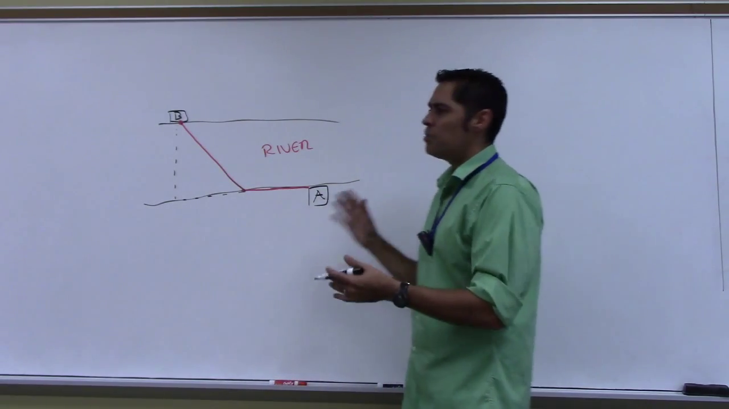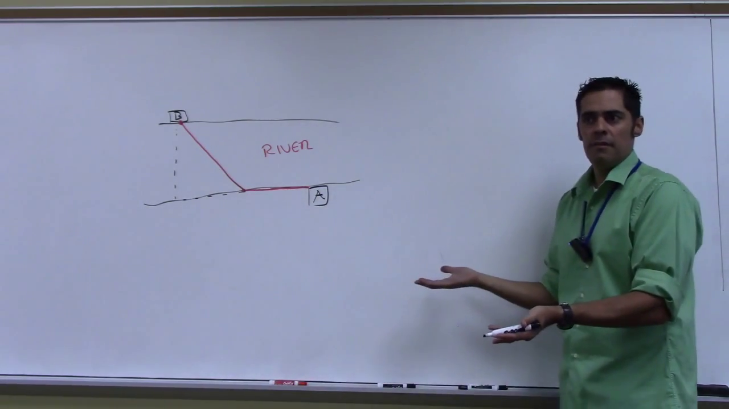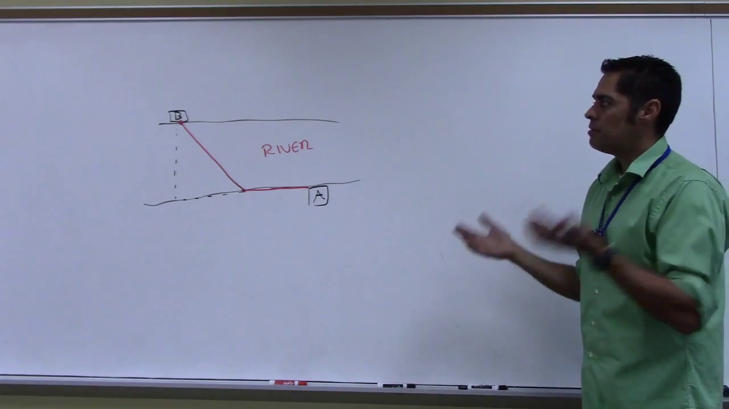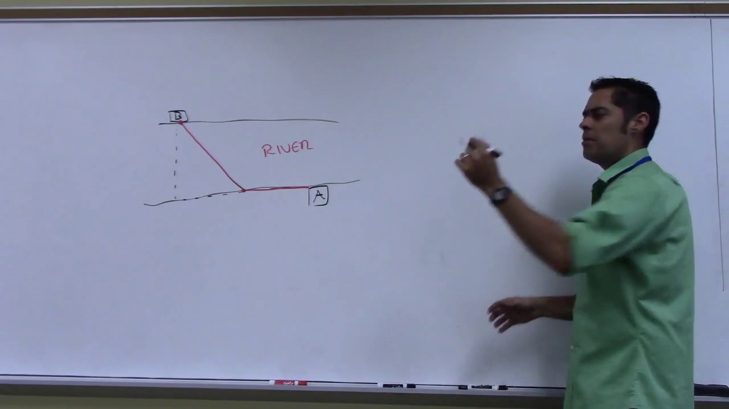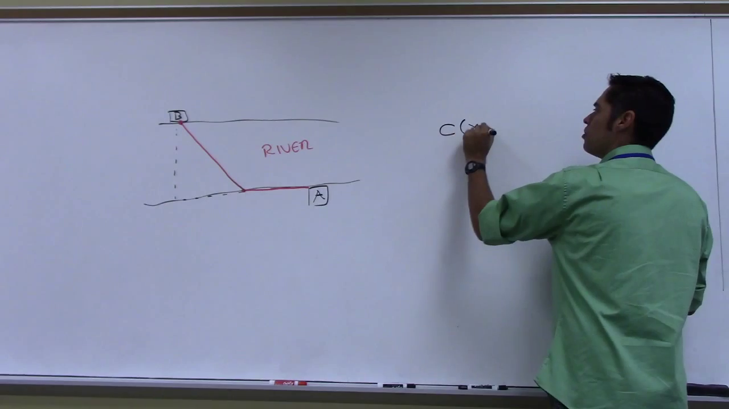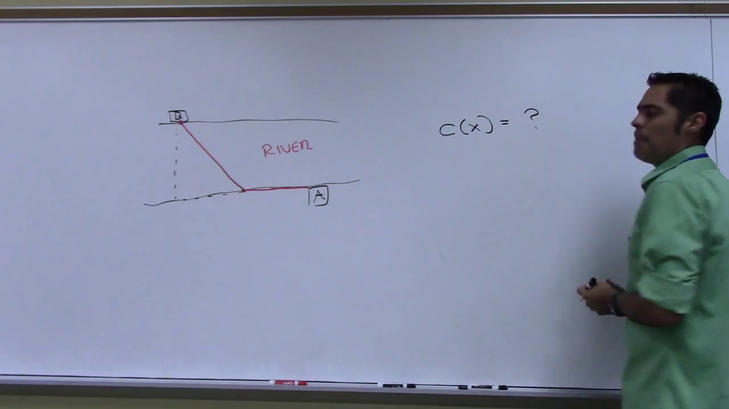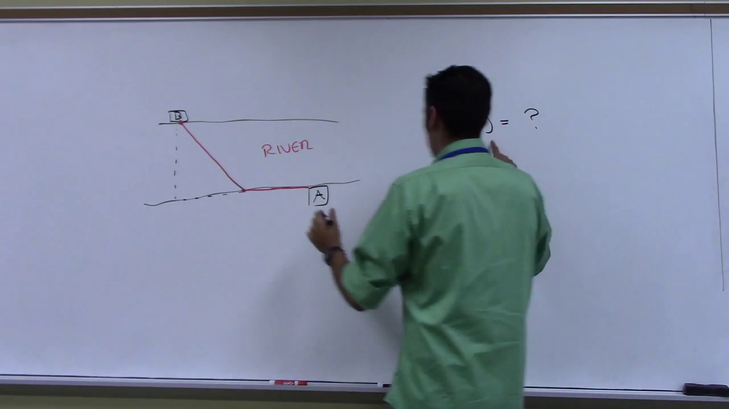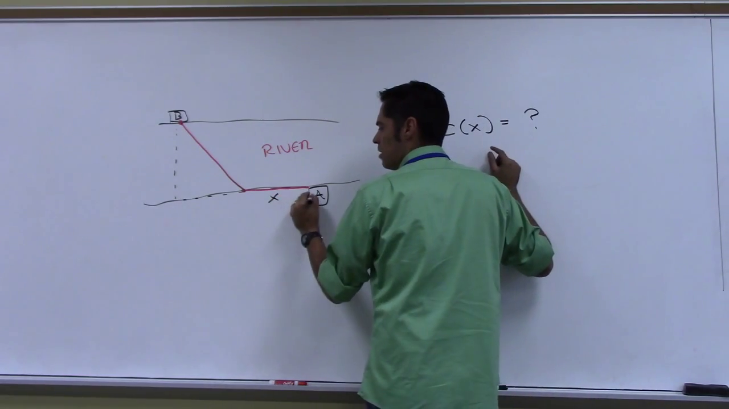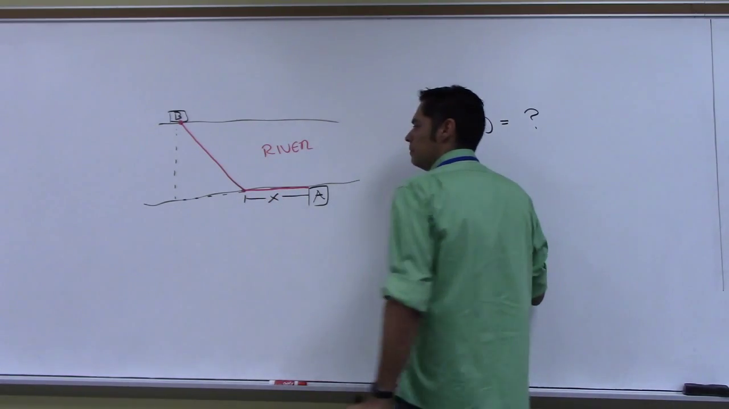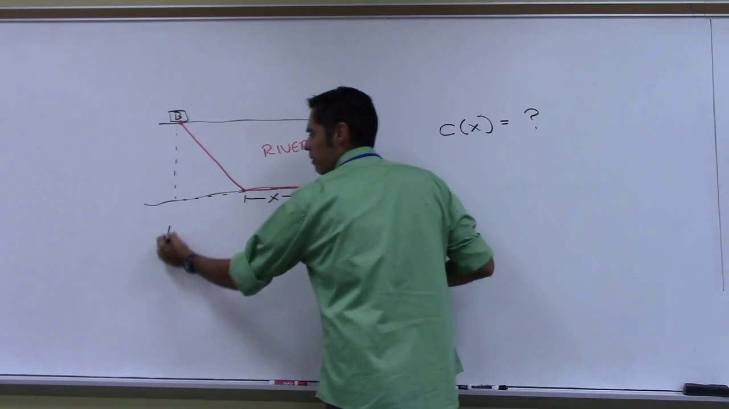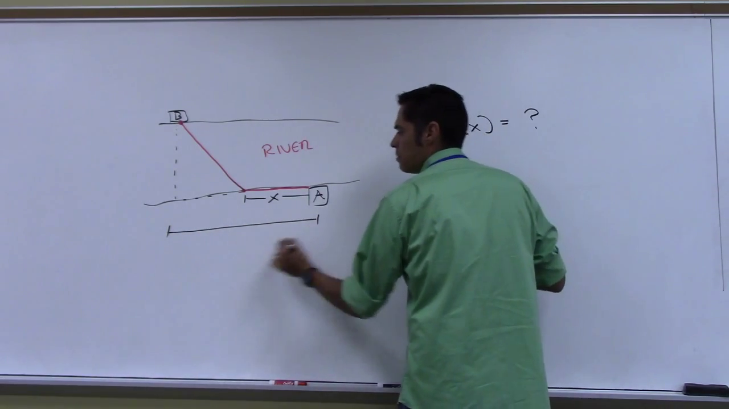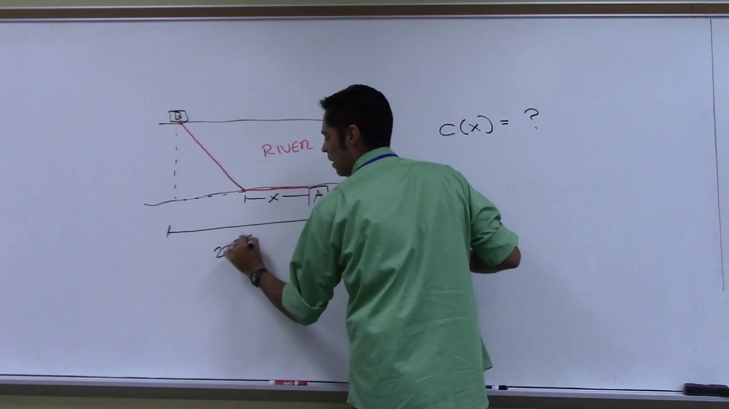And so what we try and do is we try and find a cost function. I know we did it. We came up with a cost function, and that function was a function of x, where x is the distance from here to here. I don't recall how far down the river was, but I'll say it's 200 feet or something.